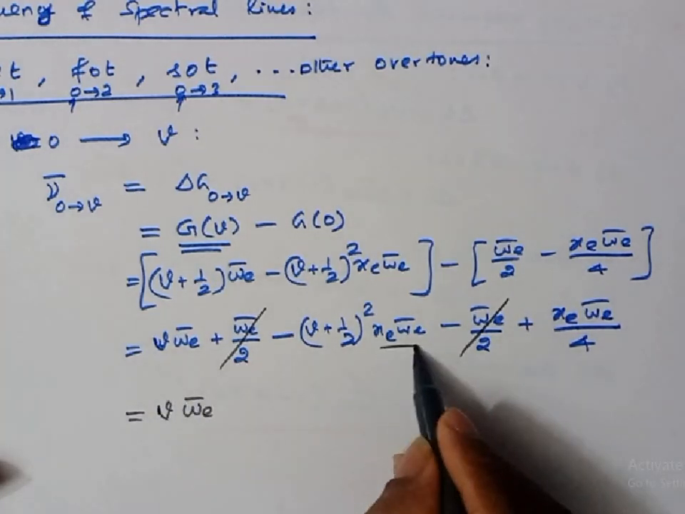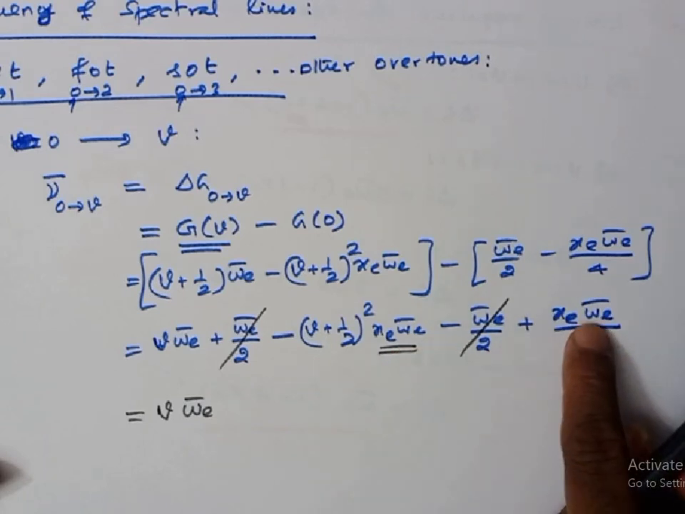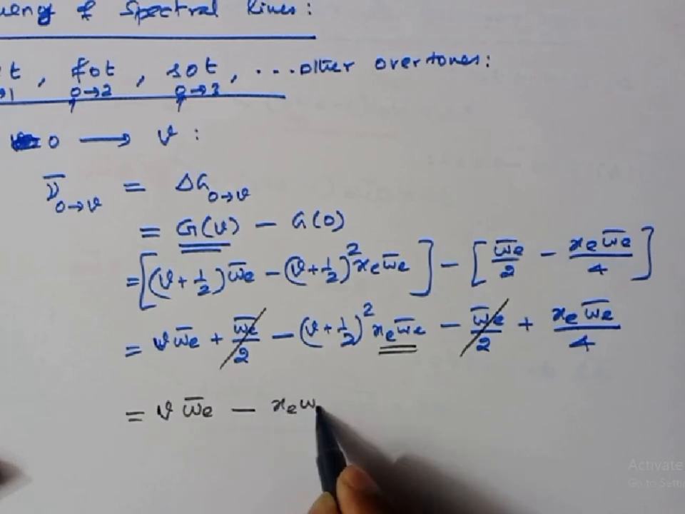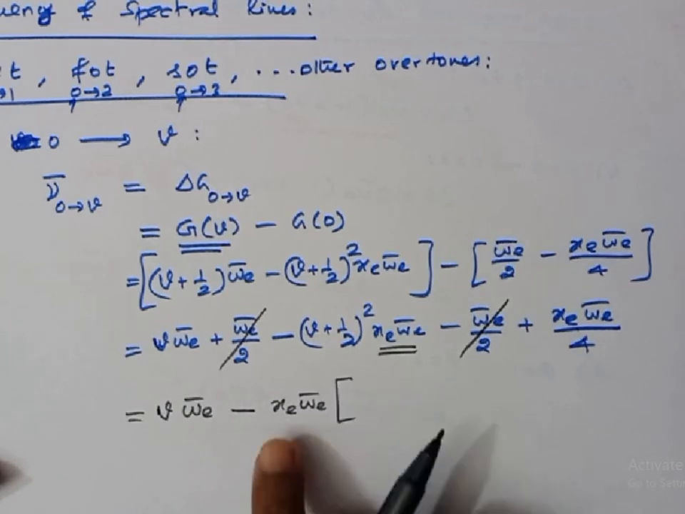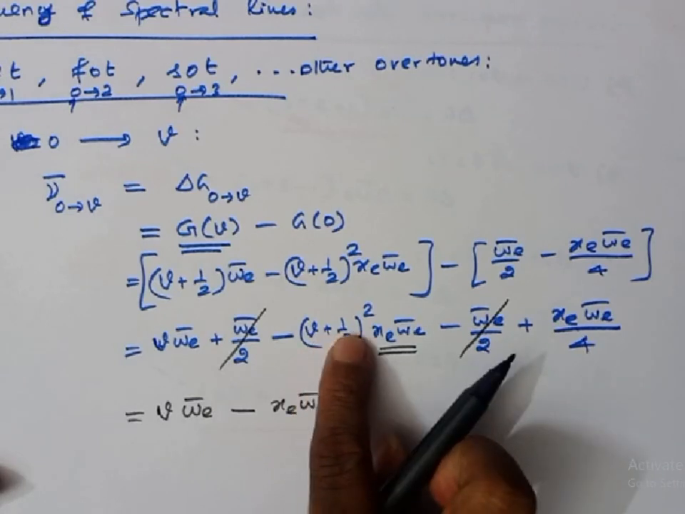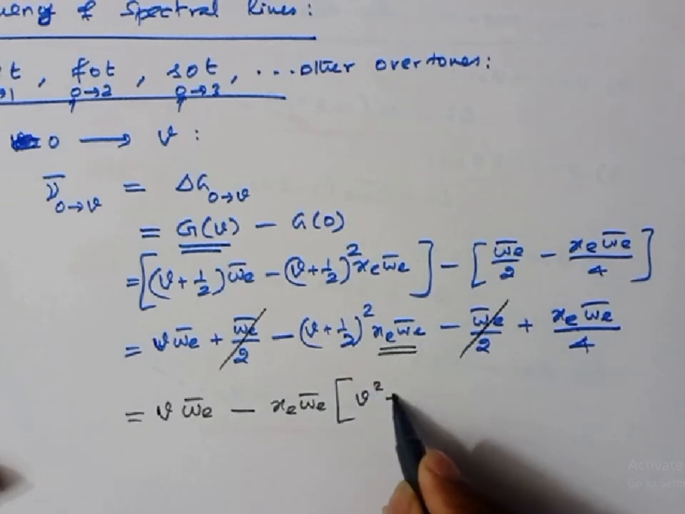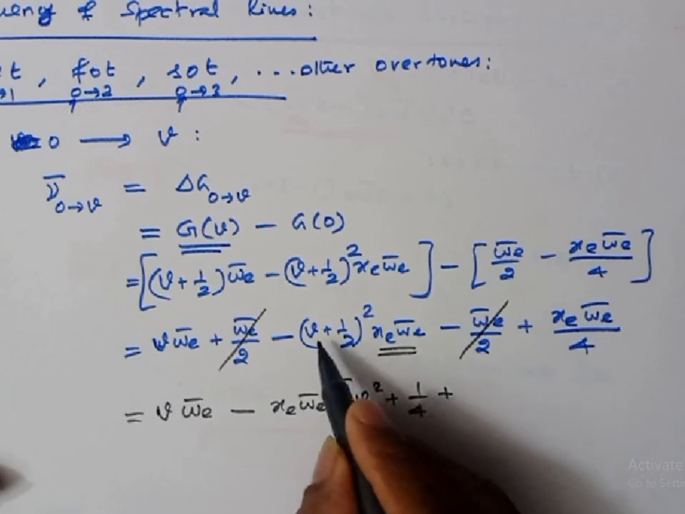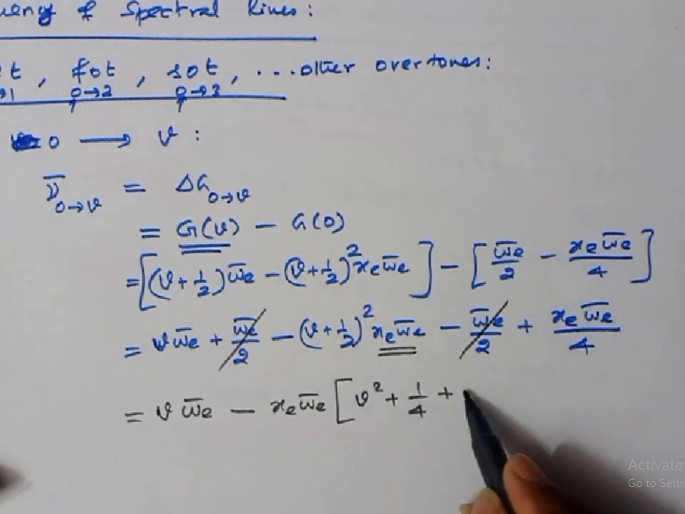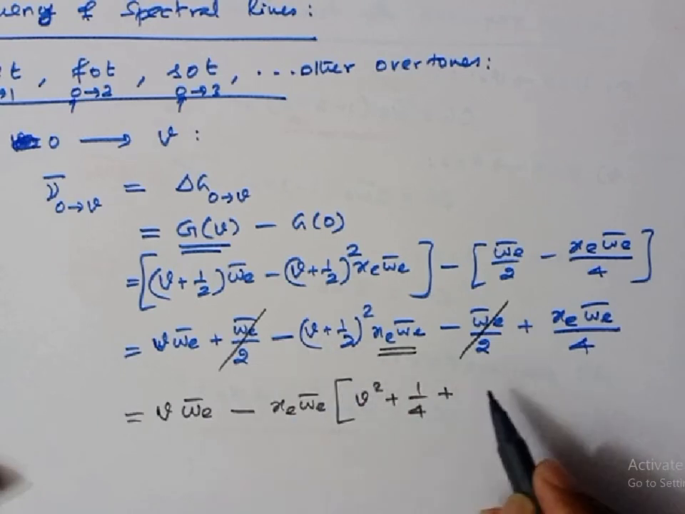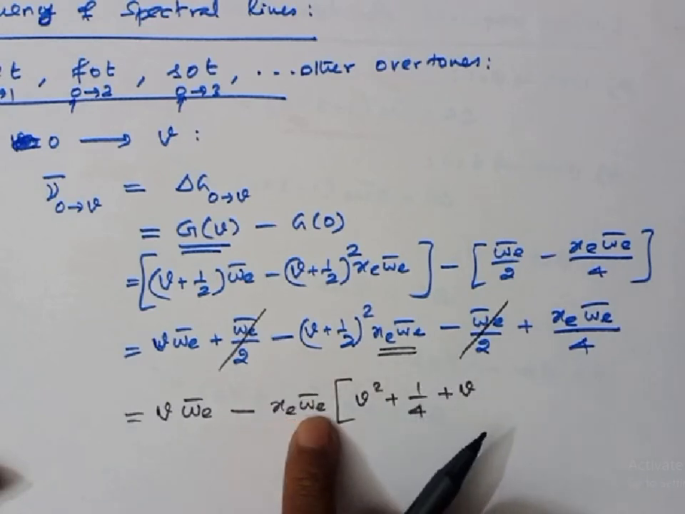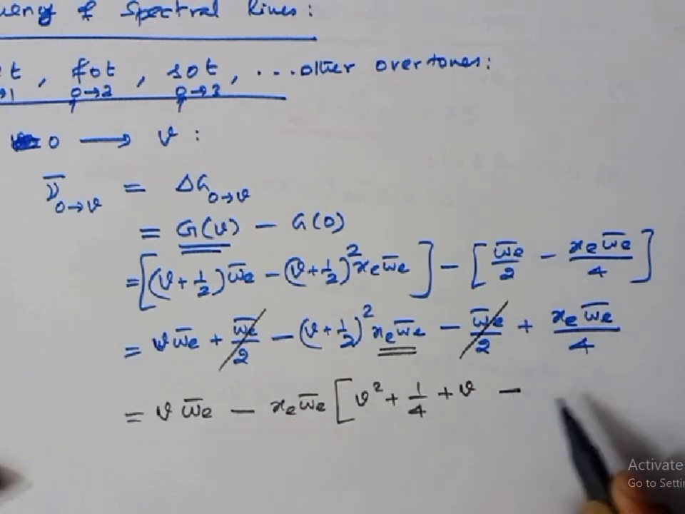Now here we have Xe omega E bar, here also we have Xe into omega E bar, so I'll take that quantity as common. So minus Xe omega E bar, I have taken this as common. What we are left with is (V plus 1 by 2) squared. If I expand, I'll get V squared plus 1 by 2 squared, which is 1 by 4, plus 2 times V into 1 by 2, the 2s cancel, I'll get V. And here I have taken minus Xe omega E bar as common, therefore we get a minus sign here by 4.